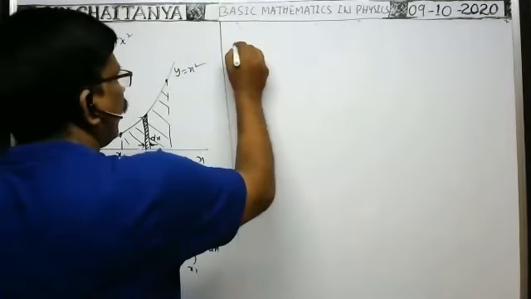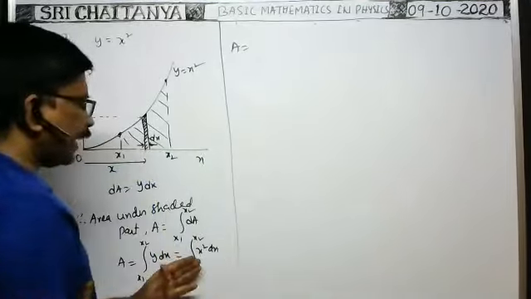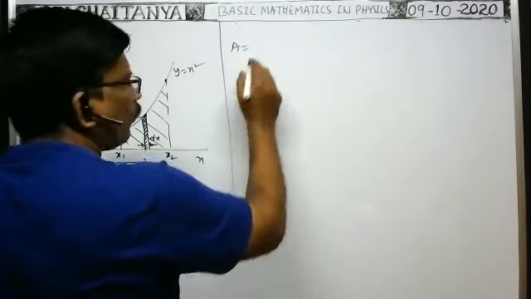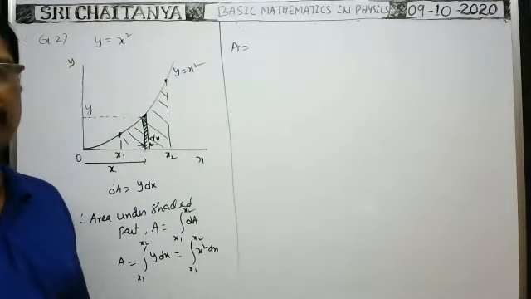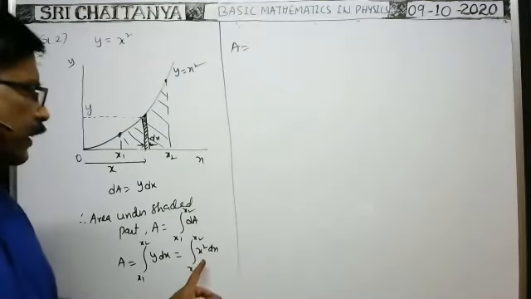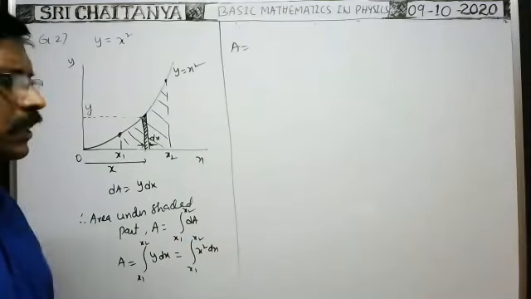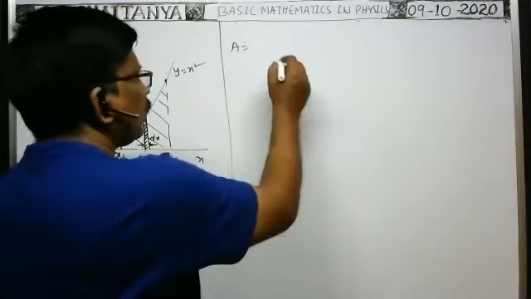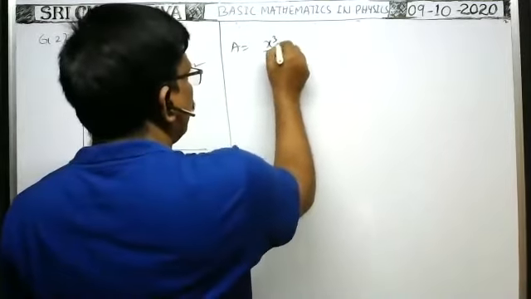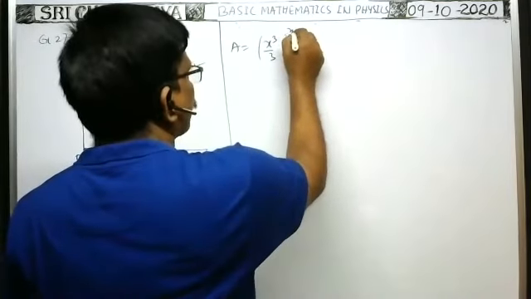Therefore the area under the element is equal to integral x² dx. After integration, what will you get? Integral x² dx, after integration what will you get? x³ by 3. Very good. x³ by 3, with limits x1 to x2.